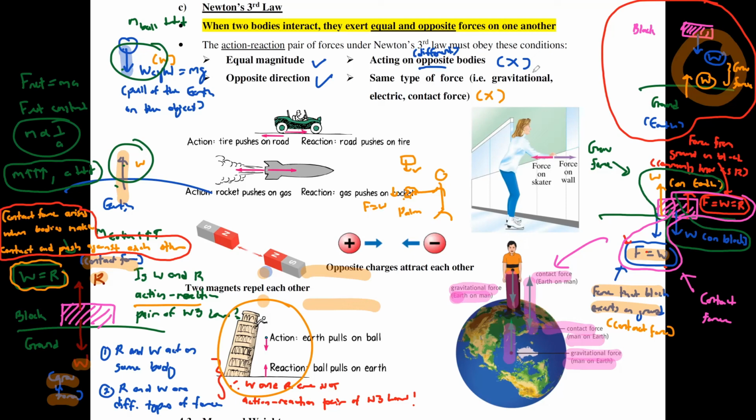So basically, the action reaction pair is this one. This is the action reaction pair for gravitational force. And then this one is the action reaction pair for contact force.